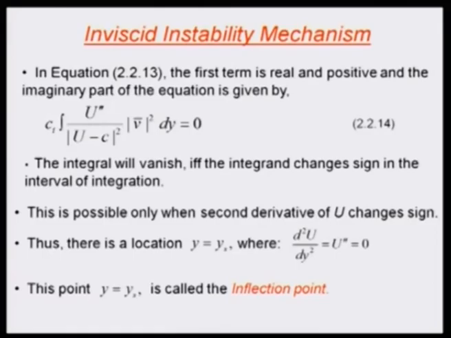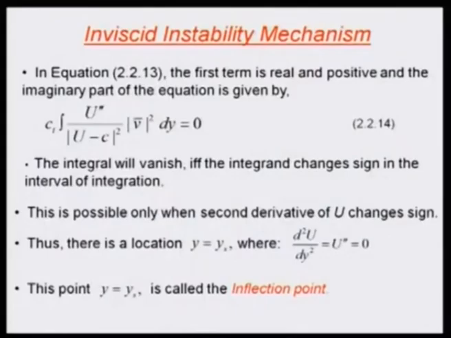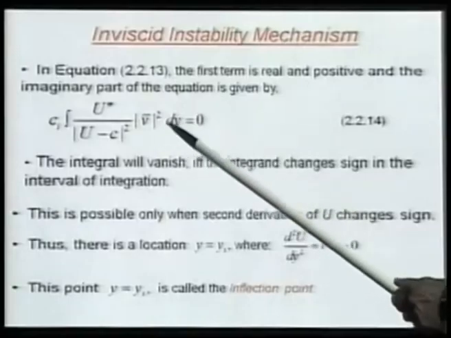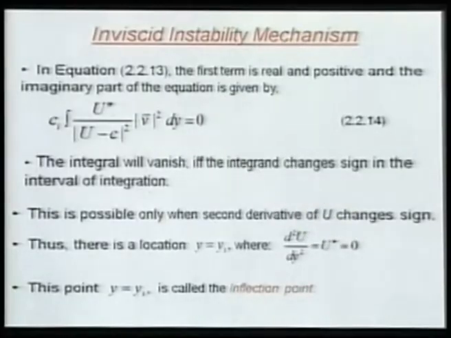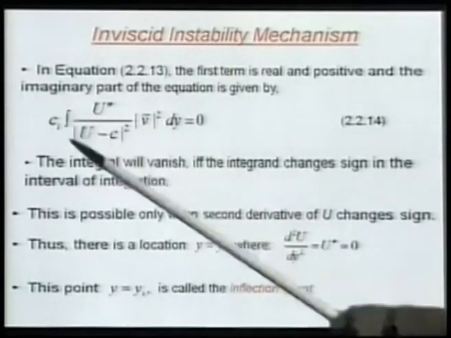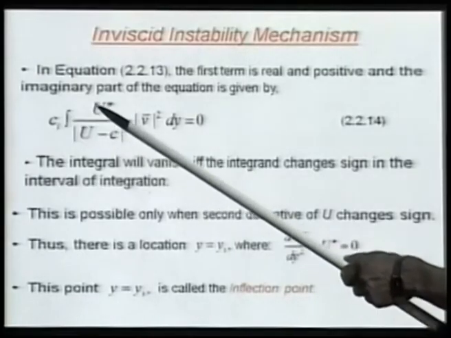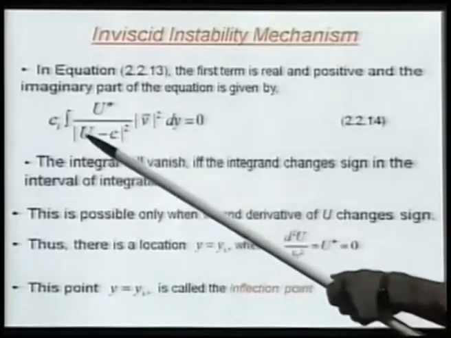So this is where the ingenuity of Rayleigh's analysis comes out. You just simply look at this. The imaginary part of that equation, when it is integrated over the whole domain, yields us this following relation. So the integral has to vanish. This is a positive quantity, this is a positive quantity, and Ci is something we are looking for. So Ci cannot be equal to 0. So we have to make this part equal to 0.